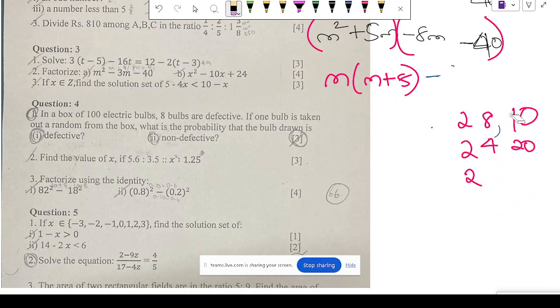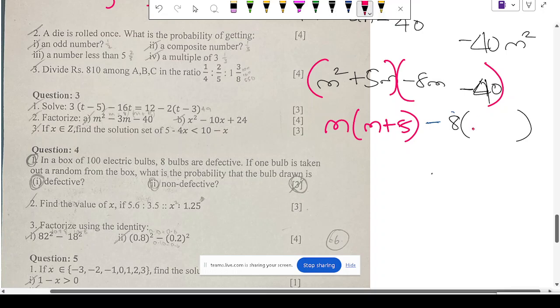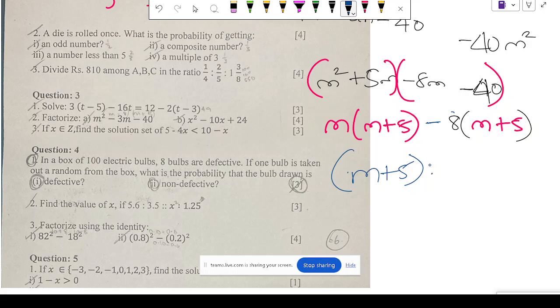8. You got the answer correct, but why did you tell 4? What's the HCF? 8, sir. Okay, remainder? Remainder is m minus 5. No, reduce. Do it properly. m plus 5. What do you get? Plus 5. m plus 5. So again, what's the final answer? m plus 5 into m minus 8.